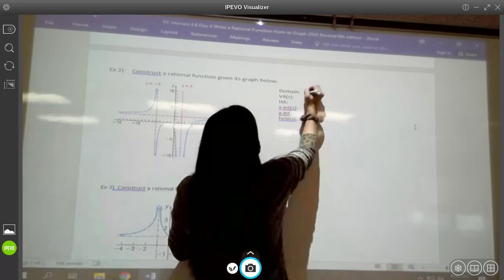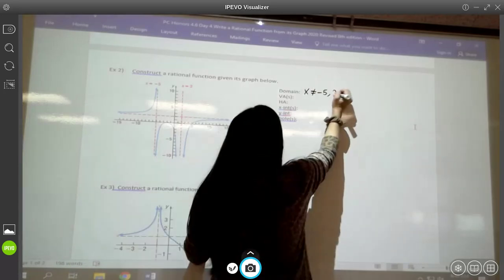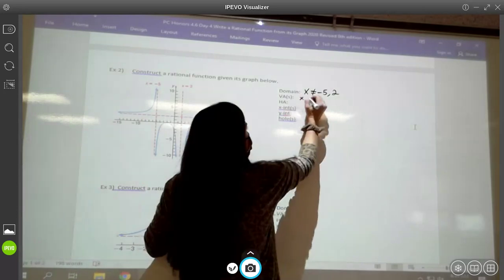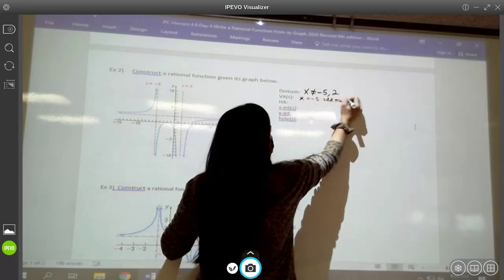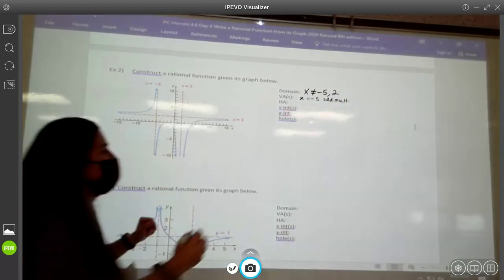All right, so our domain is x cannot be negative 5 or 2. Our VAs are x equals negative 5, and it must have had odd multiplicity. I'm just making a note of that. And x equals 2 must have had even multiplicity.